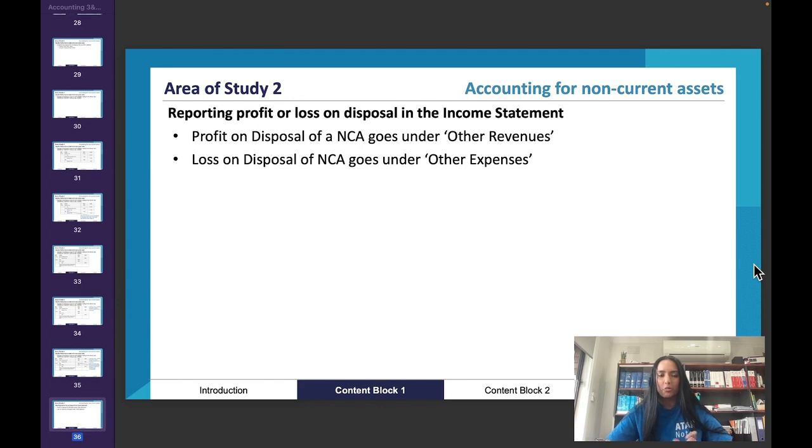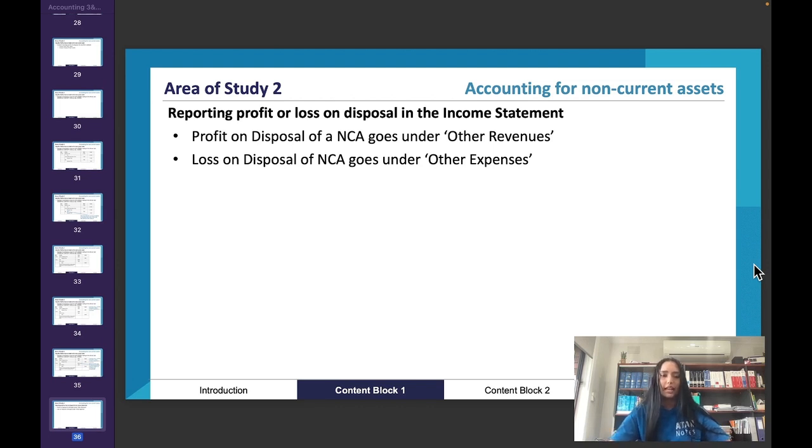But this particular revenue, profit on disposal, is not directly related to inventory. Instead of being related to inventory, this revenue is related to the non-current assets of the business. And so because it's a revenue that isn't related to inventory, it goes under other revenues. So if you ever get a theory question in your exam that asks why does profit on disposal of a non-current asset go under other revenues instead of being before adjusted gross profit or before gross profit, that's all you have to say.